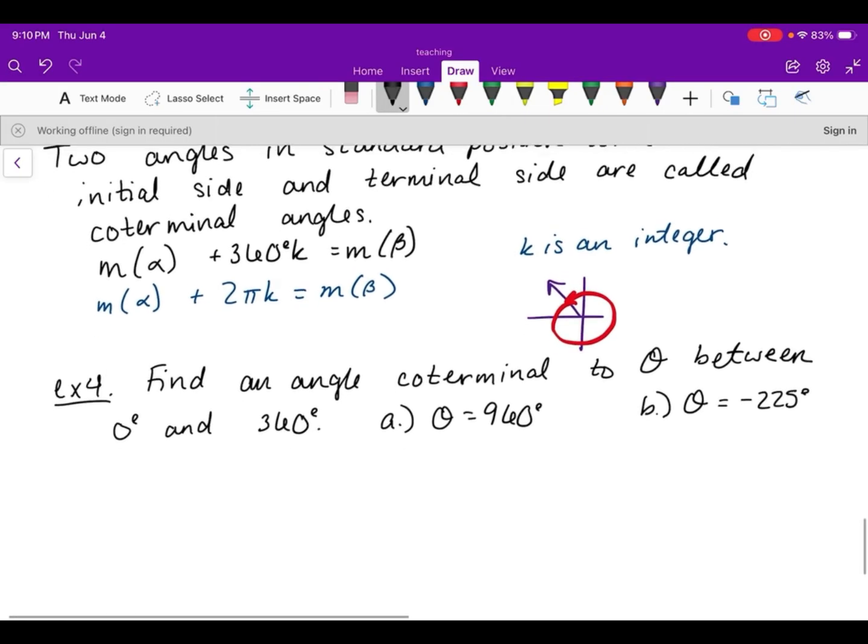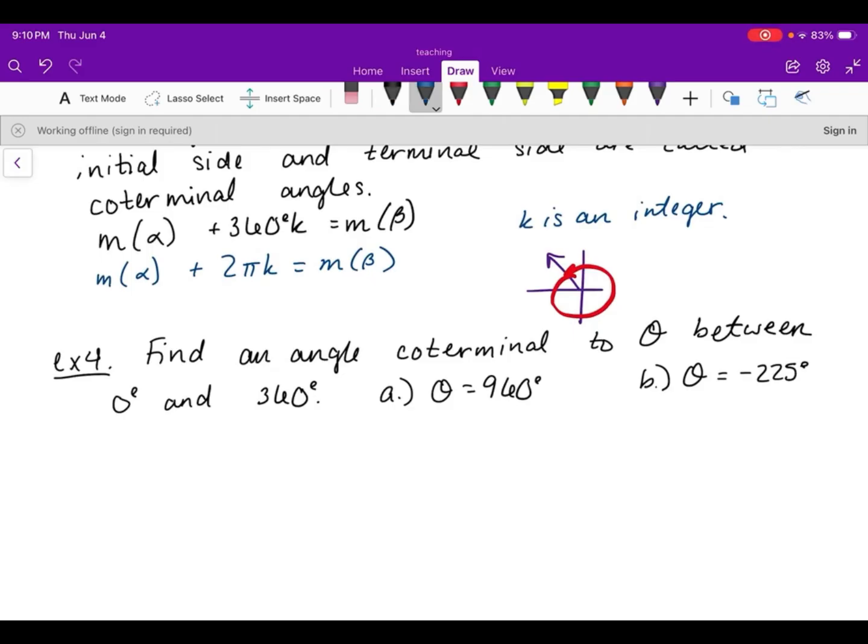So part A, theta is 960 degrees. Part B, theta is negative 225 degrees. For part A, we're looking for an angle that is coterminal to our original angle, which is 960, and we want it between 0 and 360.